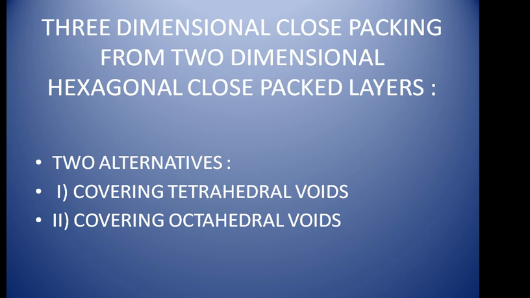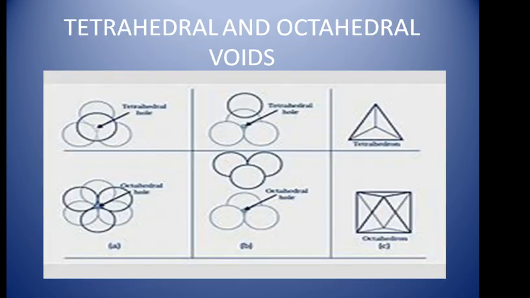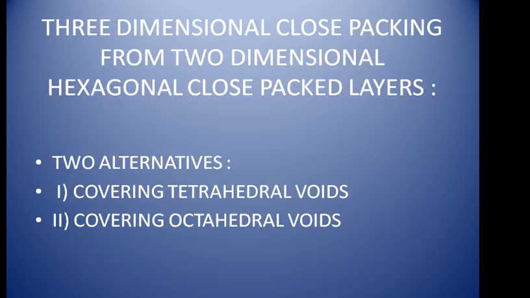You see this one? Here I have compared these two together, tetrahedral voids and octahedral voids. I have discussed these two. I hope these are clear now. Now I am coming to this three-dimensional figure. When you form the three-dimensional closed packing from two-dimensional hexagonal closed pack layers, you have two alternatives. One is covering the tetrahedral voids, another is covering the octahedral voids.